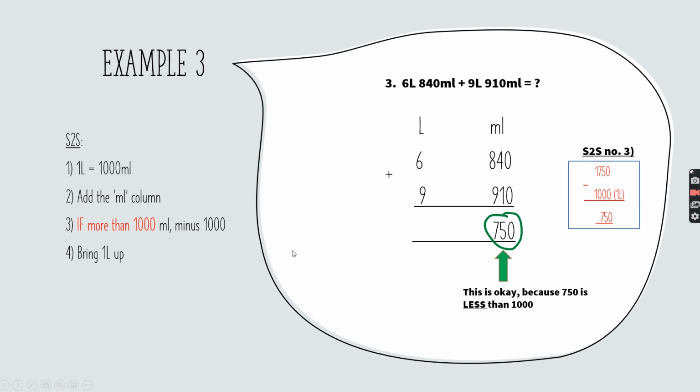Step 4, bring the 1 liter up. Where do we get this 1 liter? We got it from here because 1 liter equals 1000 milliliter. So we're going to bring this up right here on the liters column. Step 5, add the L column. So 1 plus 6 plus 9 gives 16 liters. So the answer is 16 liters 750 milliliter.